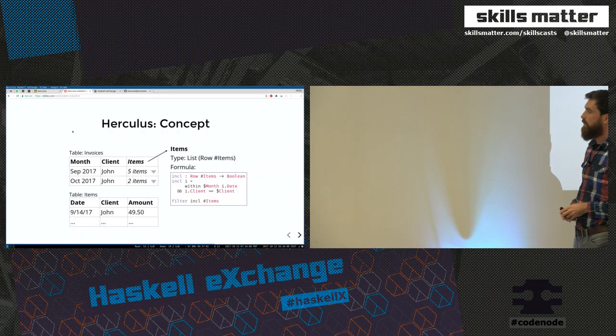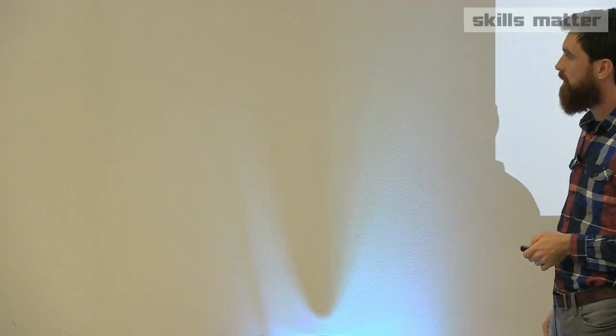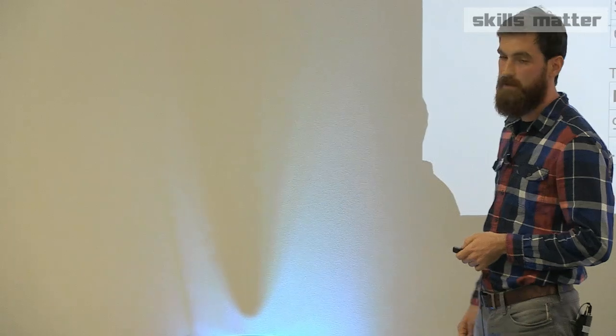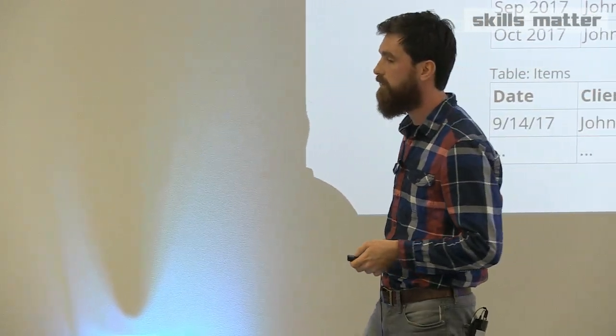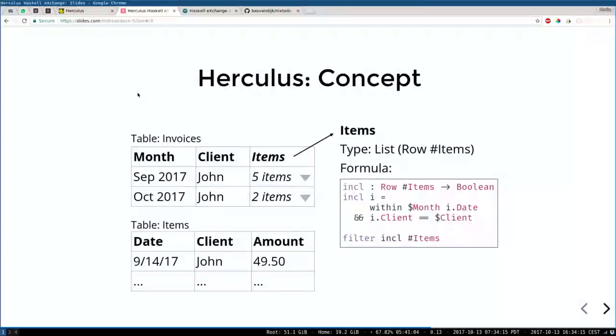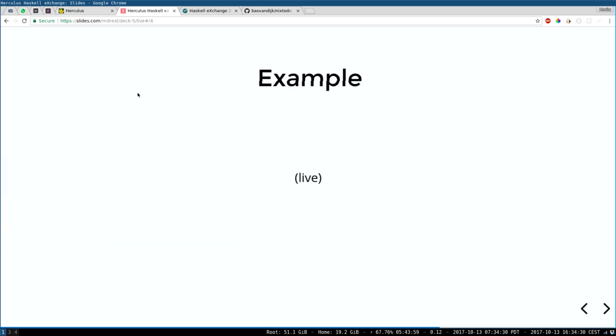And what makes it interesting is that this column has type list of rows of the items table, but it can be any user-defined ADT. And also, you have all the freedom you can imagine within the formulas. So you can define arbitrary stuff. And for the rest of the talk, I'm going to show you an example of an application that you can build with this. So this is going to be live.